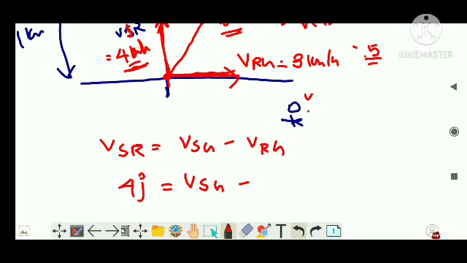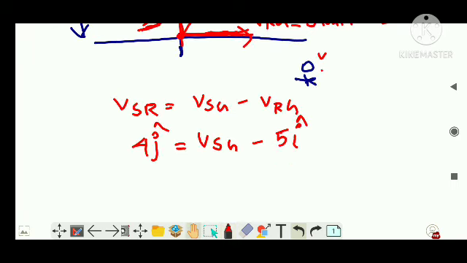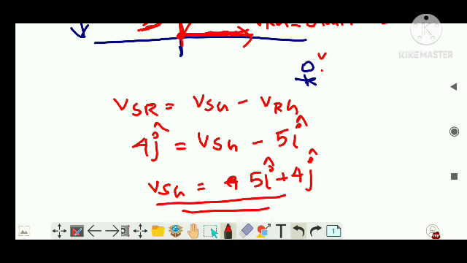Minus 3, what is the velocity of the river with respect to ground, in x direction? So it is I cap. Right. So I can write VSG is equal to 4. So I can write it as 3I cap plus 4J cap. Right, this is the vectorial representation. Again, I can find the VSG's magnitude.